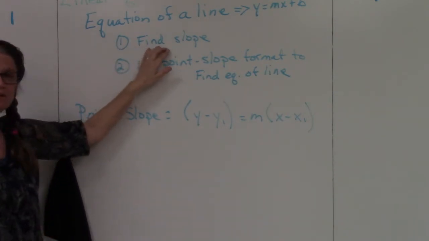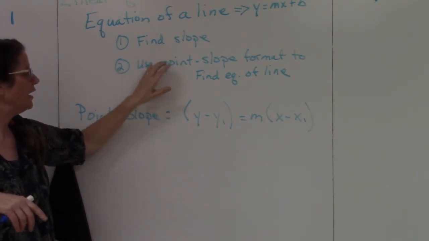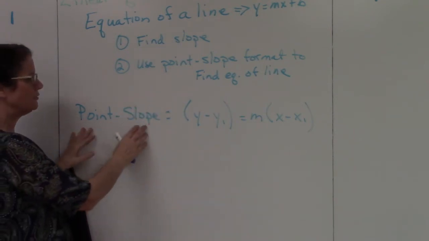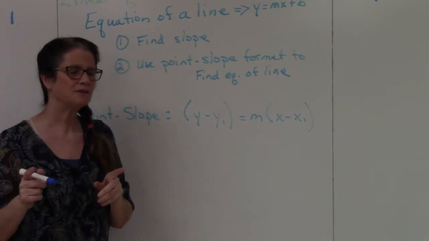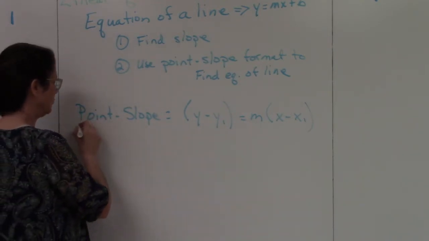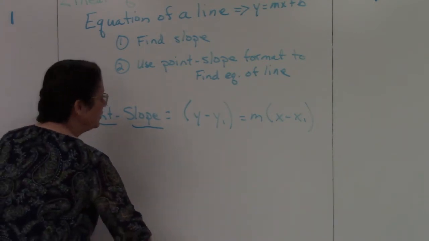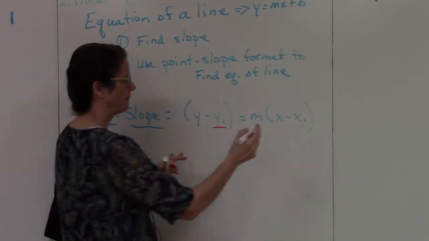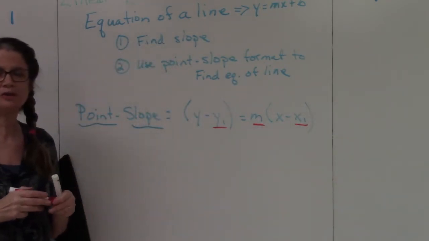We know how to find the slope already. We already did that with the previous video. And now I'm going to show you the point-slope format. So the point-slope format is a formula. Okay? The beauty of this is all you need is a point and a slope. That's it. So the values that you need to find are one of the y values, one of the x values, and the slope. Those are the only 3 things that you have to find.